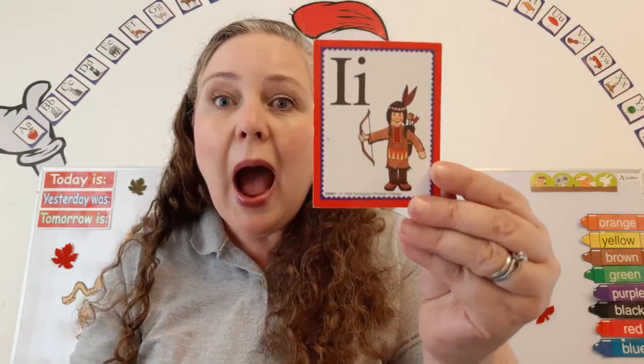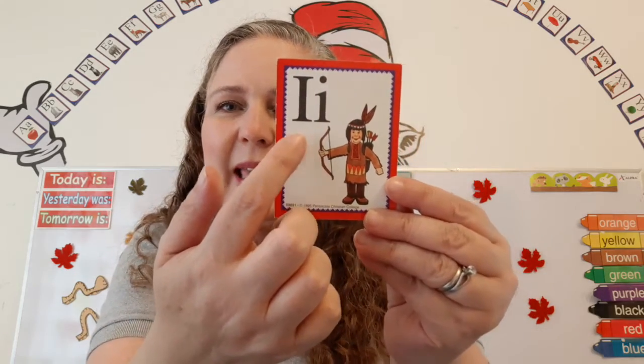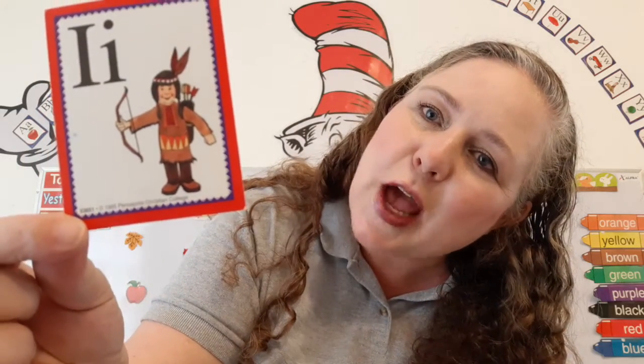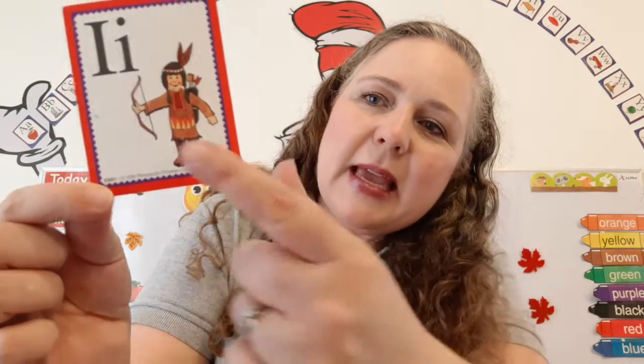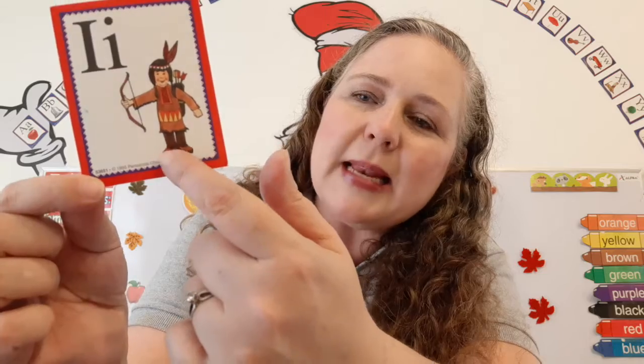Super. What's the name of this letter? It's the letter I. That's right, and what sound does it make? Ih, that's right, I says ih. Look, there's our Indian child friend. And look, he has a bow, an arrow, and deerskin shoes, and some feathers on his head.